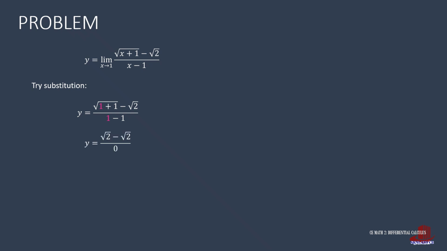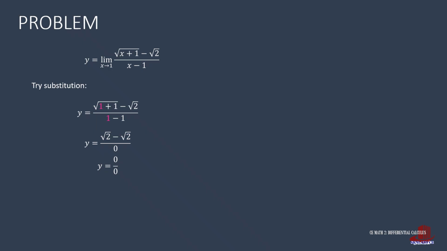The numerator turns out to be the root of 2 less another root of 2, and the denominator becomes 0, where eventually y is computed as 0 over 0, which is indeterminate. Having undefined or indeterminate does not mean that the limit doesn't exist, so let's attempt to simplify the function using a different approach.